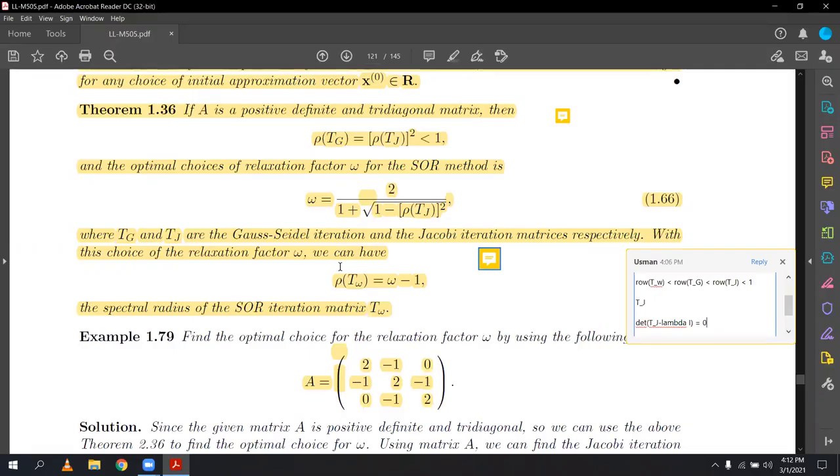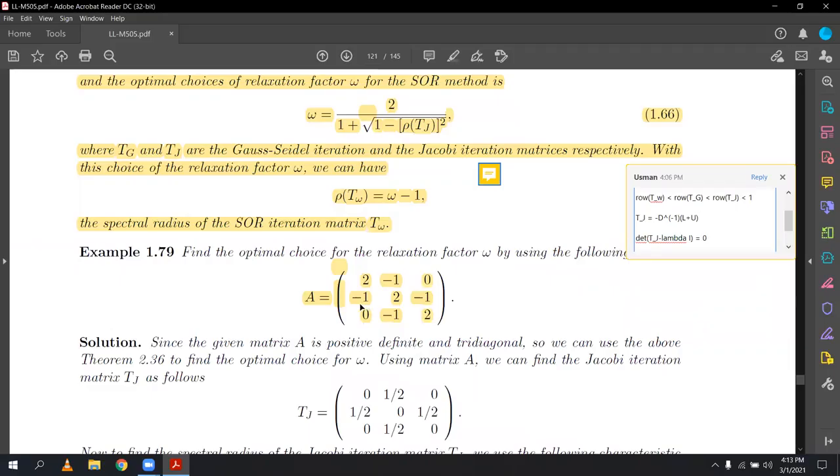Only in this question, we have to calculate the Tj, and that formula you already know. What is the Tj formula? If you remember, the Tj formula is minus D inverse into L plus U, which we have here now. Let's do it here now.